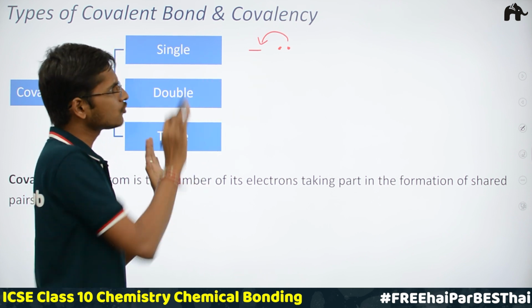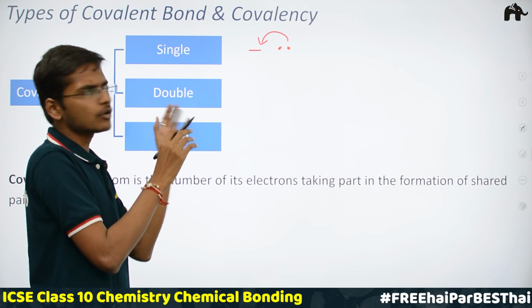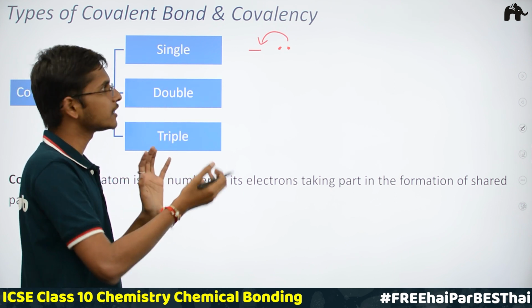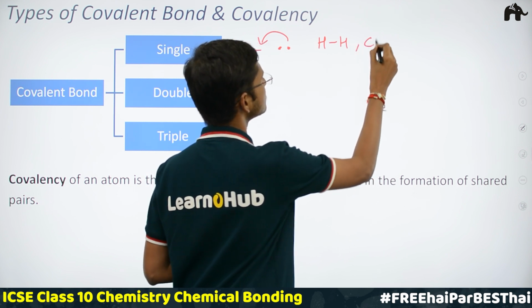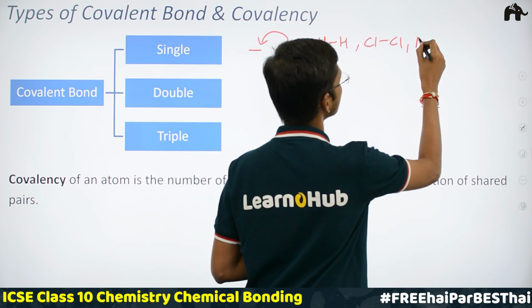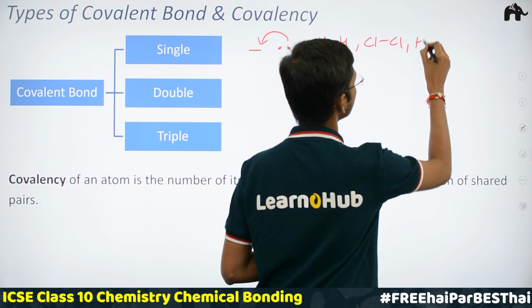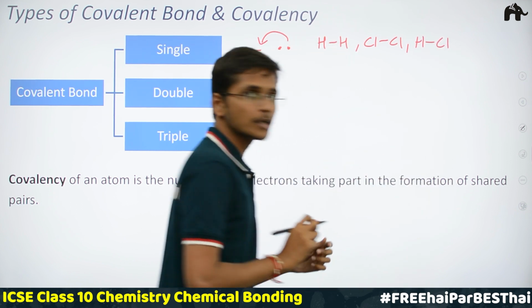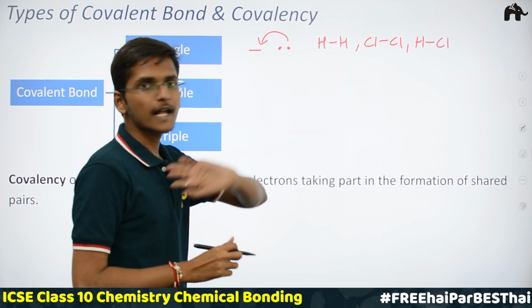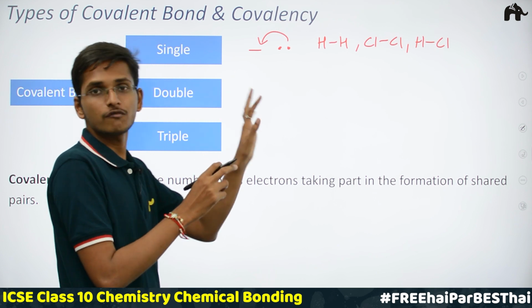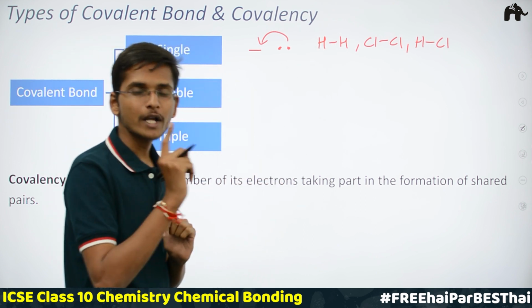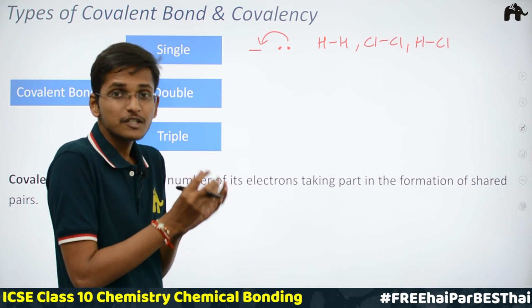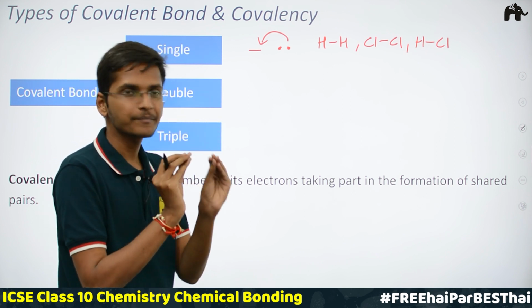Very simple. Let's see the examples so it would be clear to you: H2, Cl2, and you can also have HCl. So these molecules have a single covalent bond. Why? Because between the combining atoms only one shared pair of electrons is mutually shared.